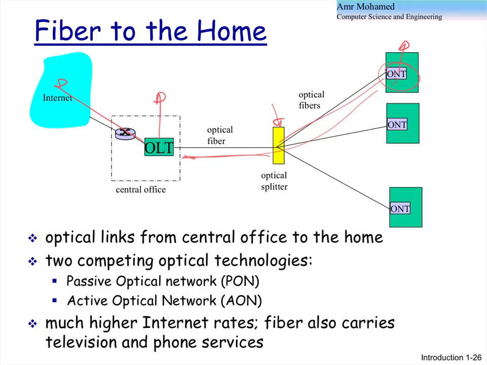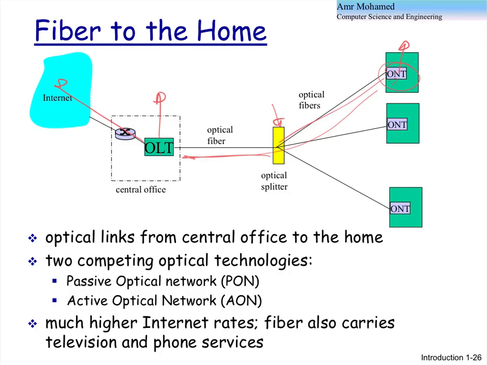There is no sharing between these houses. When you convert from electrical to optical, the sky is the limit. There's no sharing, there's no problem, because the bandwidth of optical fiber is huge. So sharing here has no implications.